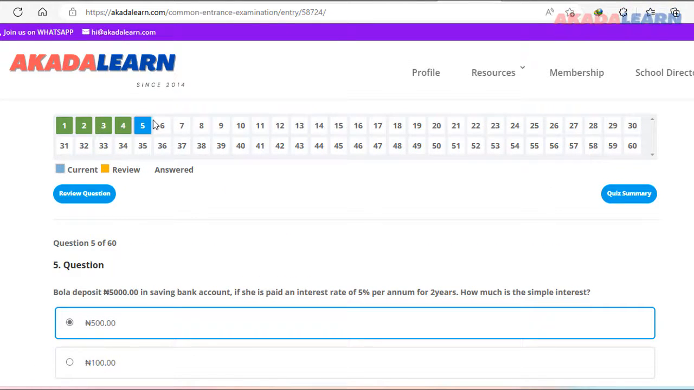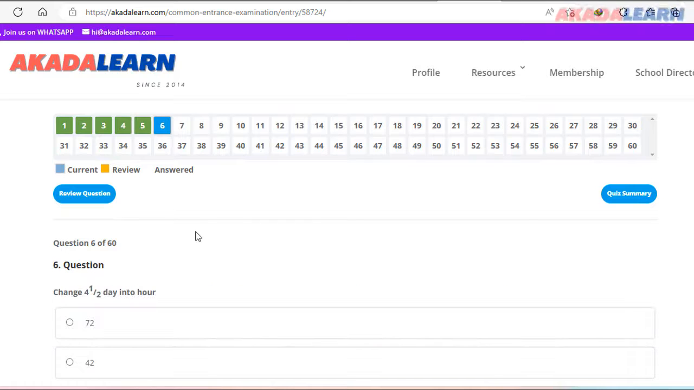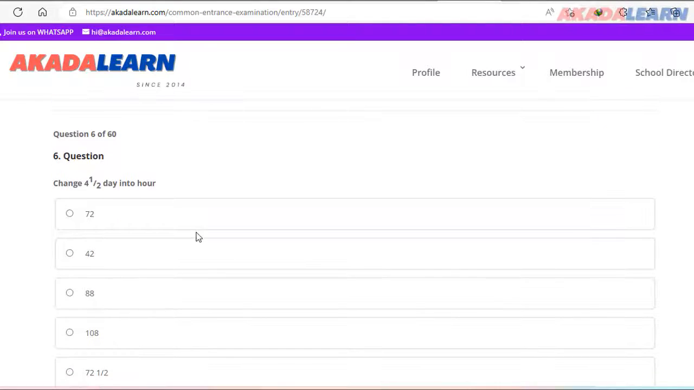Alright, so let's go to question 6. Question 6 says change 4.5 days into hours. We can see the options here, A, B, C, D, and E. So let's go to the solutions section and see how we get the answer.